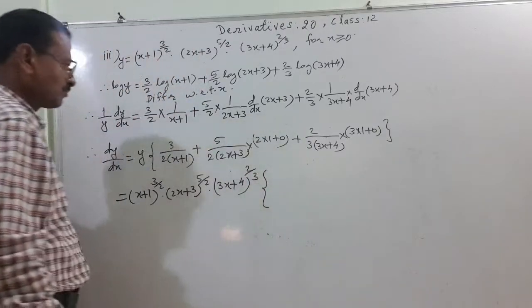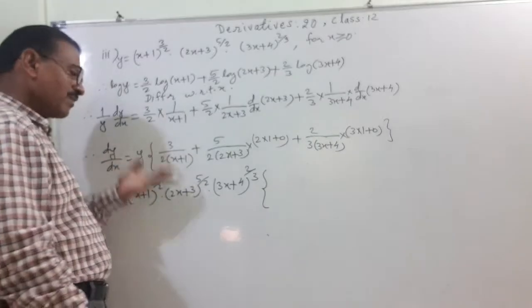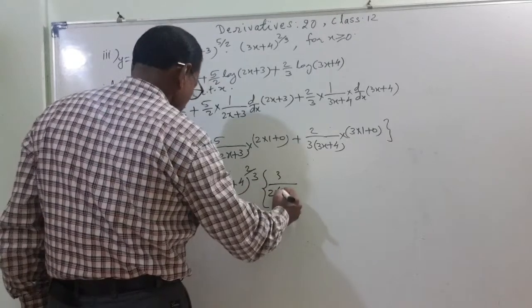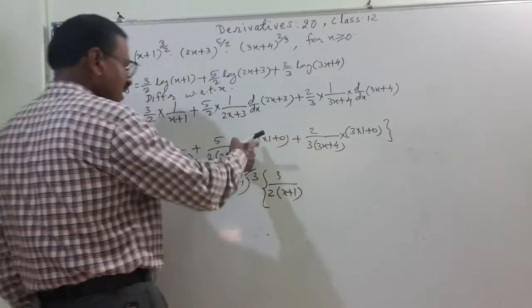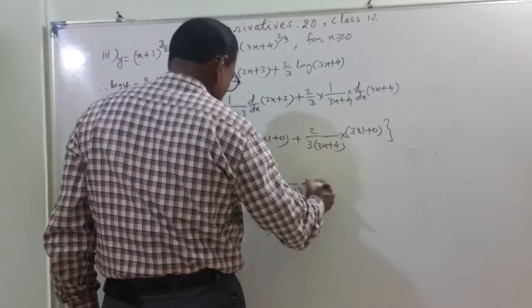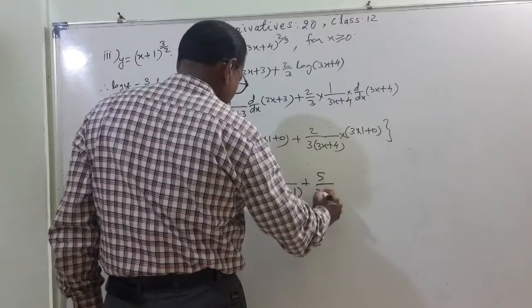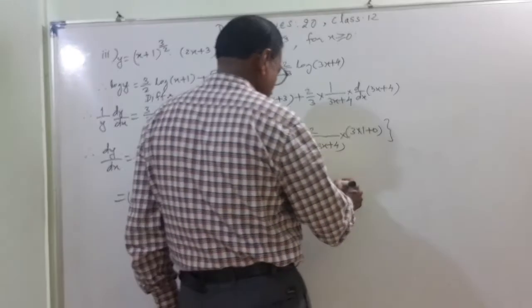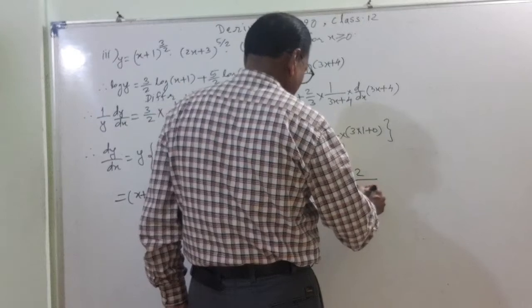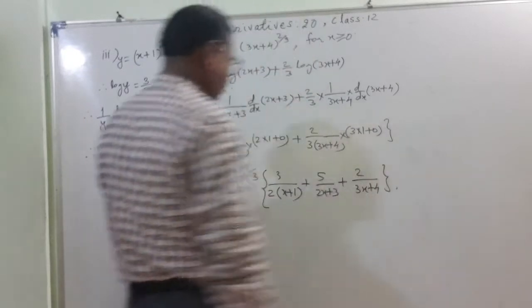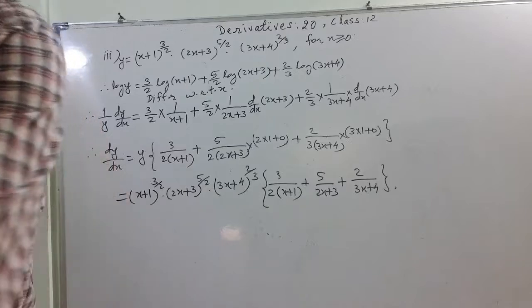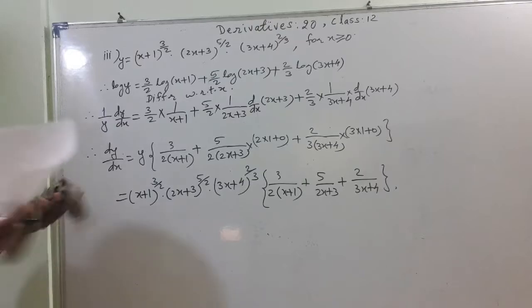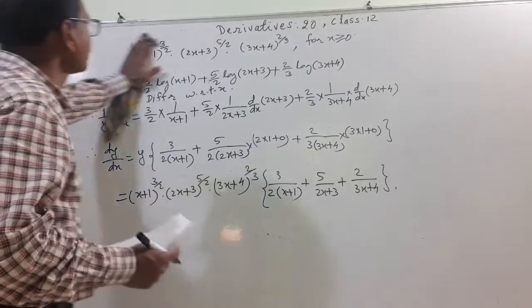And for this now, if I can cancel something, I will cancel, otherwise let it be. So 3 upon, this will remain as it is. 3 upon 2 into bracket x plus 1. Here these 2 will get cancelled. So plus 5 upon 2x plus 3. Here also these 3 will get cancelled. Plus 2 upon 3x plus 4. And this is your final answer. Take a screenshot. So hope that you are understanding this.